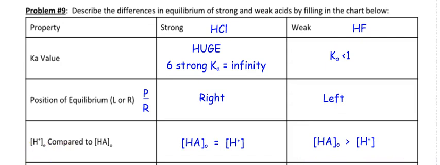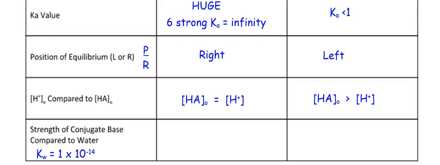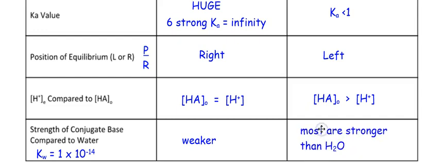What about the next one? Strength of the conjugate base compared to water. Remember, a very, very, very strong acid will give you a very, very, very weak conjugate base. But a weak acid will give you a stronger conjugate base. So most are going to be stronger than water.